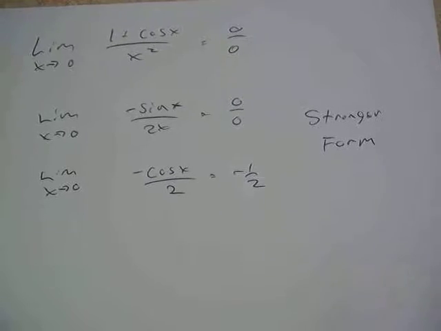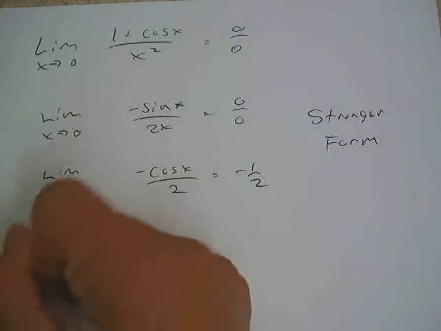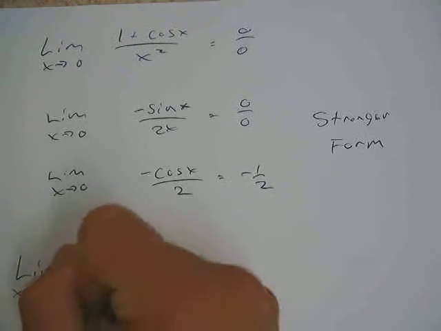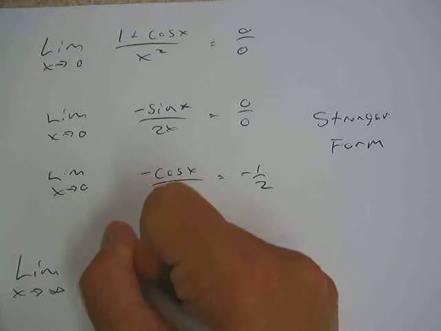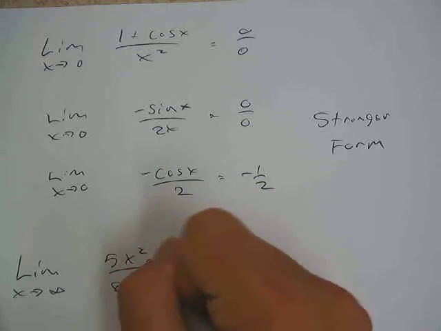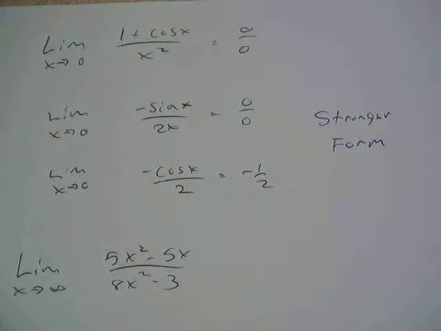Okay. Now, I want to look at another one where we use that stronger form. If I were to ask you to find the limit as x approaches infinity this time of, let's say, 5x squared minus 5x over 8x squared minus 3.